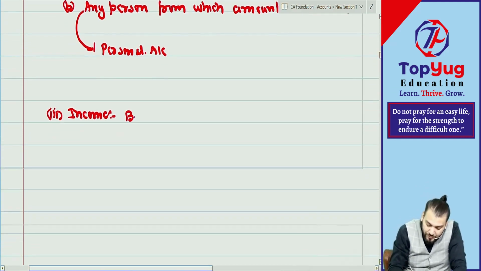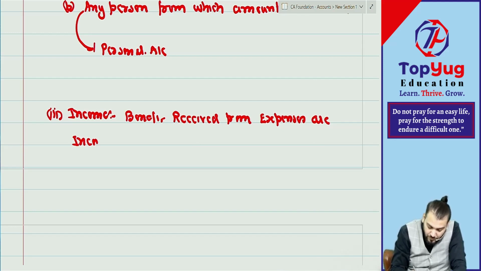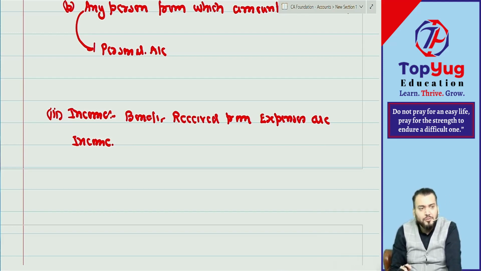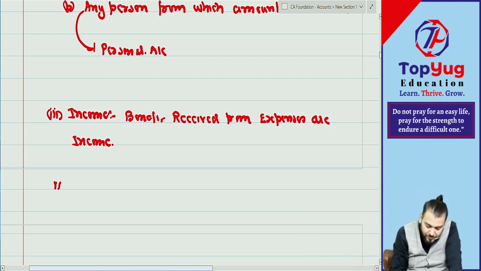Benefit received from what? From expenses are income. Can I conclude that to generate income, expense is required? To generate income, expenses are required. Without expense we cannot generate income. Understood? Yes, sir. Then coming to point number 4.